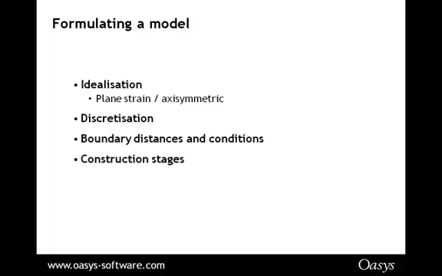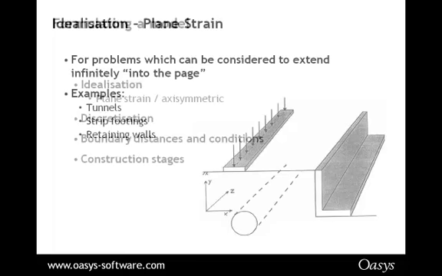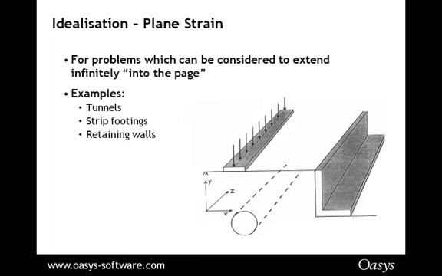You've got to decide on the boundary distances and conditions, and this affects in the end how the model behaves. And of course the construction stages, it's very important, and properties in the different construction stages. So if we go into this in detail, there are two major types of idealization that normally come with a geotechnical problem.